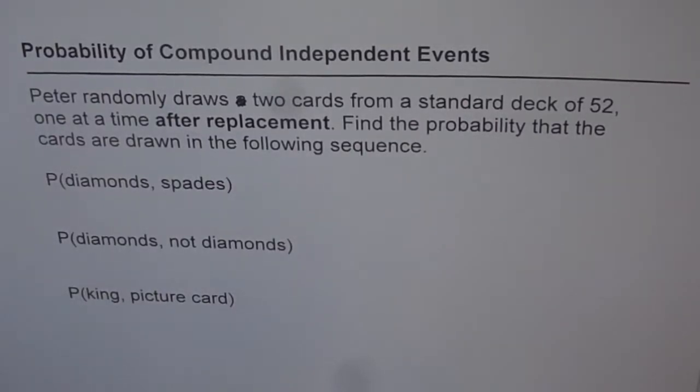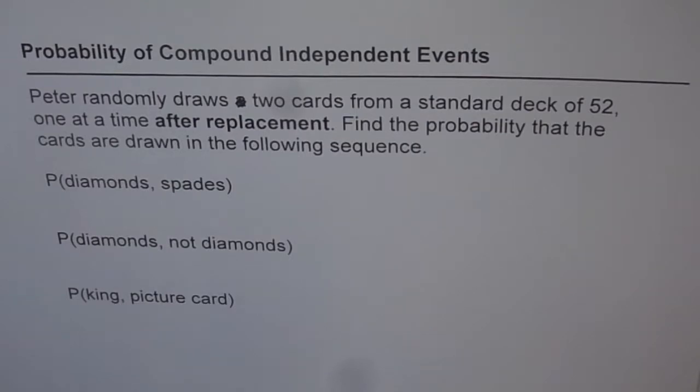Probability of compound independent events. Peter randomly draws two cards from a standard deck of 52, one at a time after replacement. Find the probability that the cards are drawn in the following sequence.